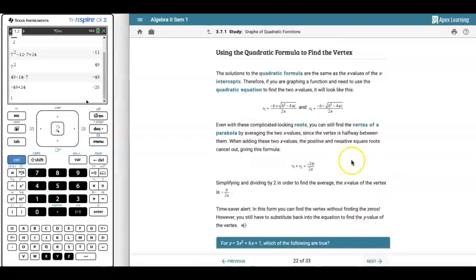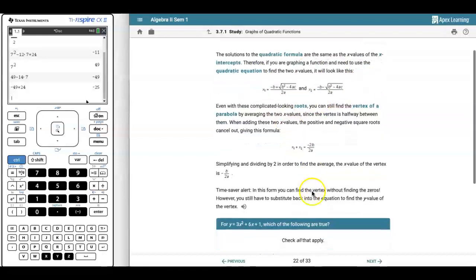Now, we talked about this in the last unit. When we are solving for our x values, finding our roots, and we use the quadratic formula, we end up having a positive version and a negative version, because it was plus or minus the square root. Even with these complicated looking roots, you can still find the vertex of the parabola by averaging the two values. We looked at it graphically and figured out that if we take the average, we can find it, and we can do the exact same thing now with the quadratic formula.